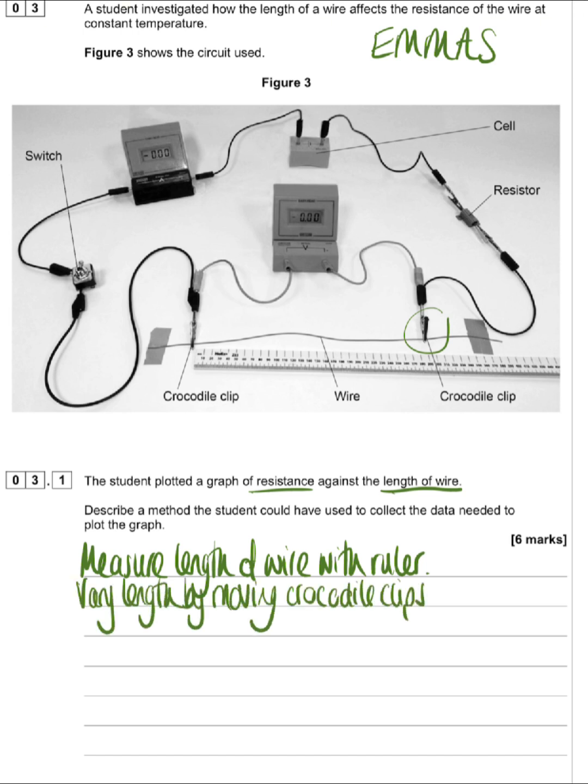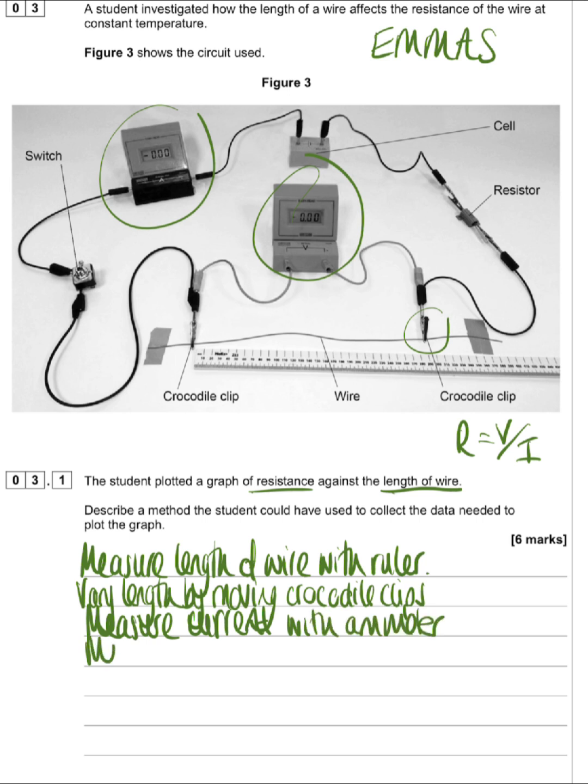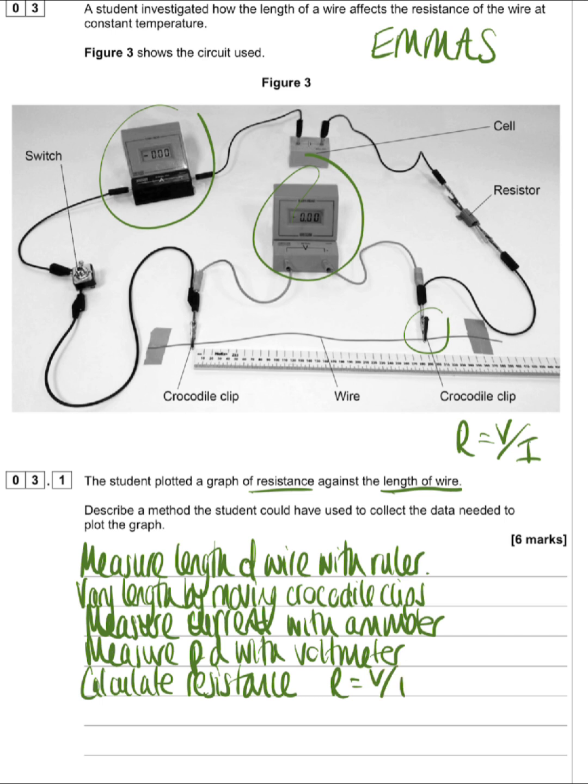Now we are trying to find how the length of wire affects resistance, and to find resistance, we need two things. We need the PD and the current, which is why we've got a voltmeter and an ammeter in our setup. So the next thing we need to do is for each value of length, we need to measure the current with an ammeter, and we need to measure PD with a voltmeter. Now we're trying to find resistance, so once we've got those values for current and PD, we then need to calculate resistance using R = V / I. So that shows us what we're going to do.